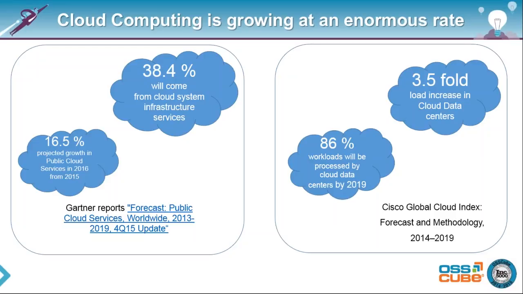Similarly, the workloads processed by cloud data centers will rise by 86% by 2019. And the load on the cloud data centers will increase 3.5-fold. This is much higher than the 2.5-fold increase that is going to happen on traditional data centers. So the figures indicate that cloud computing is on the rise and has a tremendous future, and of course it will go on rising as new technologies emerge.